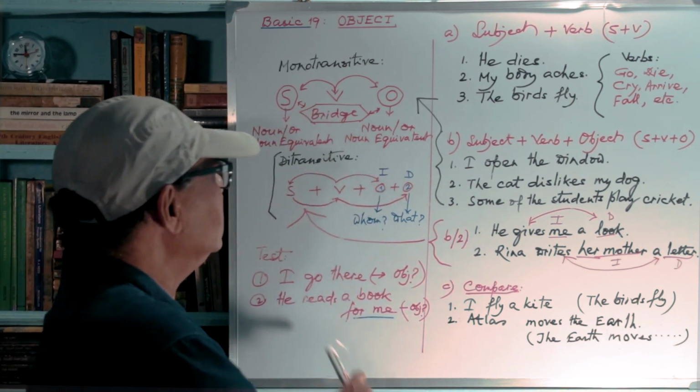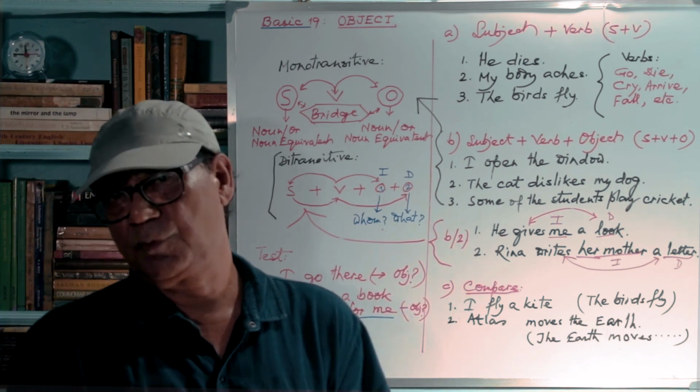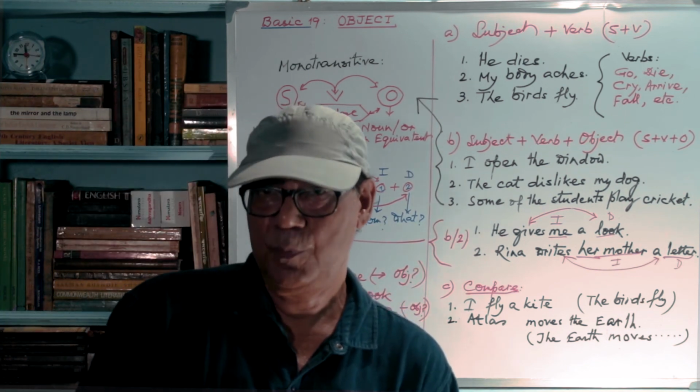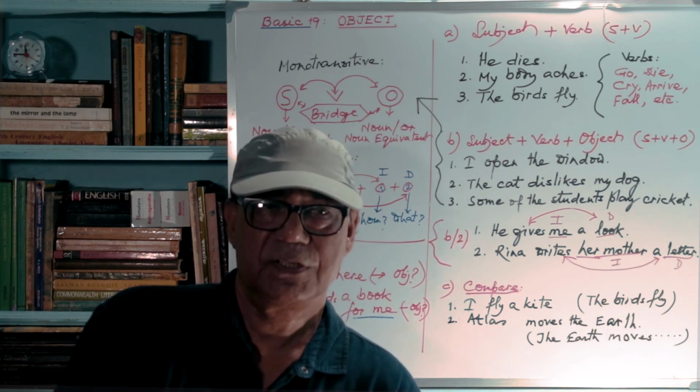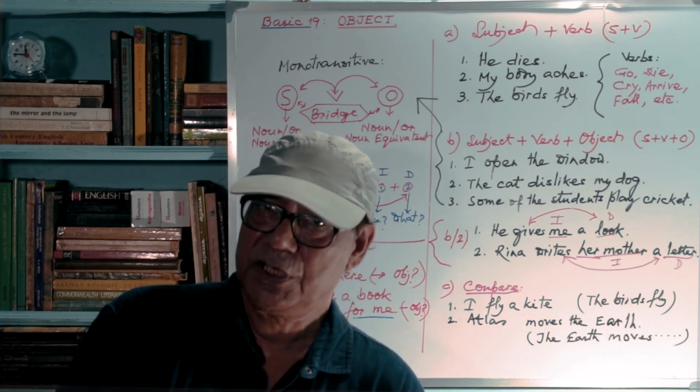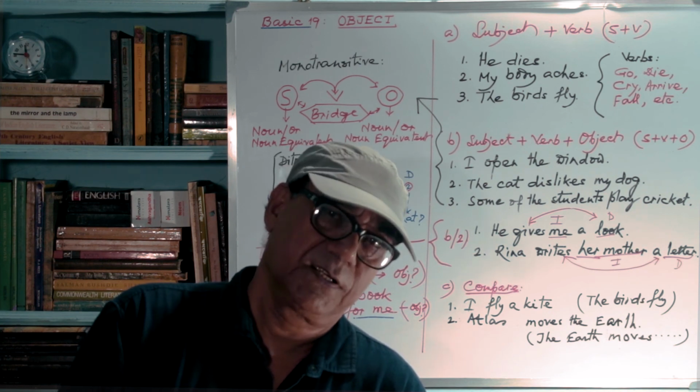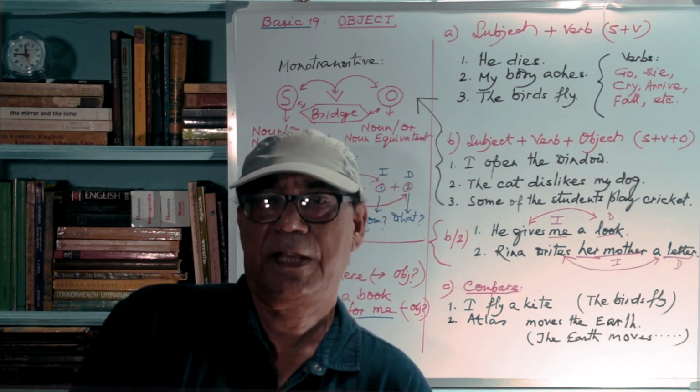So I think this is what we have to say today, and I hope you have some clear idea of an object, direct object and indirect object. I think we should close here today.